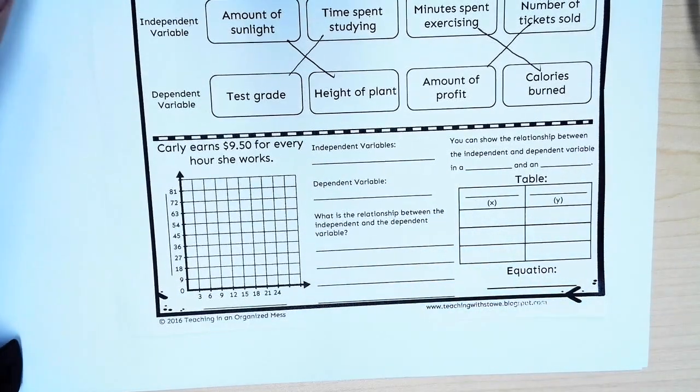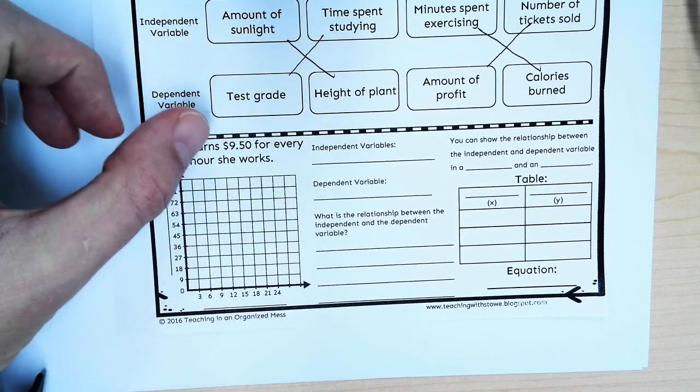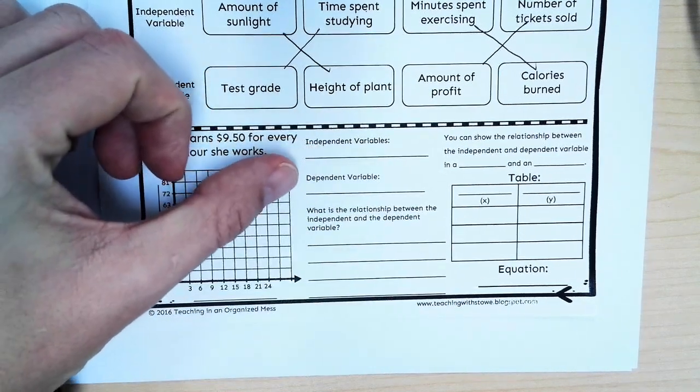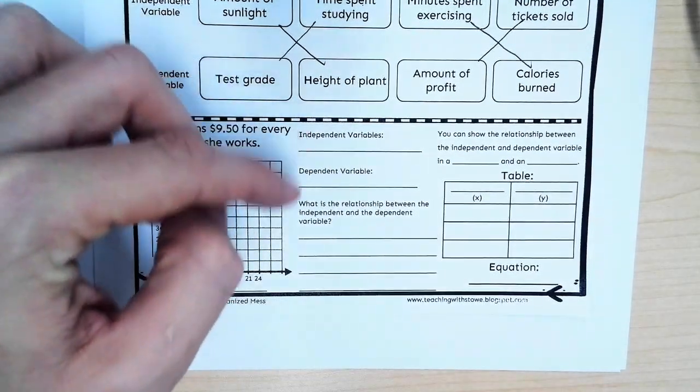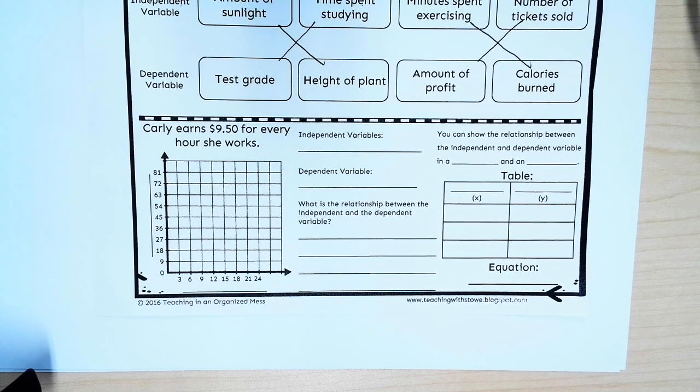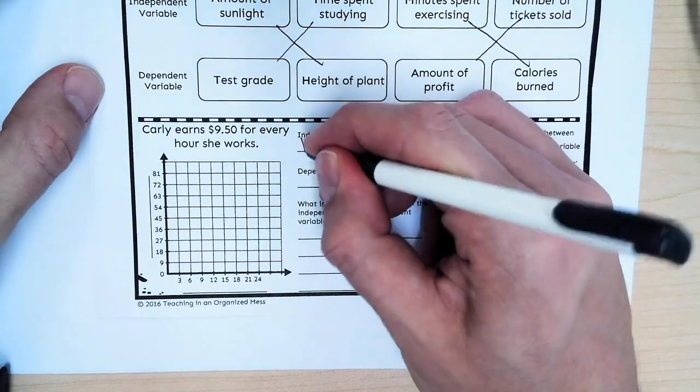So let's fill in the bottom part of our table now that we have a good understanding of independent and dependent variables. Okay, so before we do that, let's identify our independent and dependent variables for this graph here. Carly earns $9.50 for every hour she works. What is the independent variable? Right, hours worked.